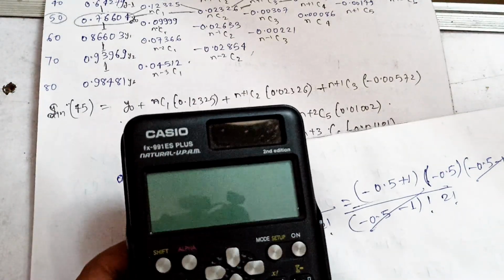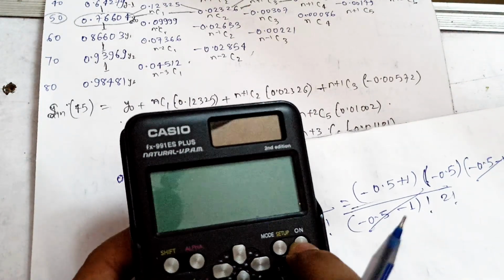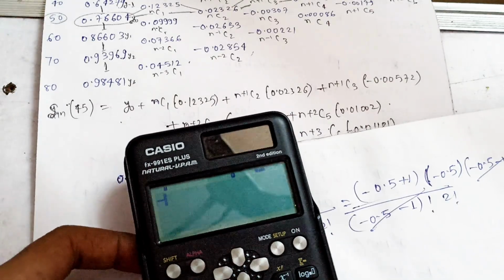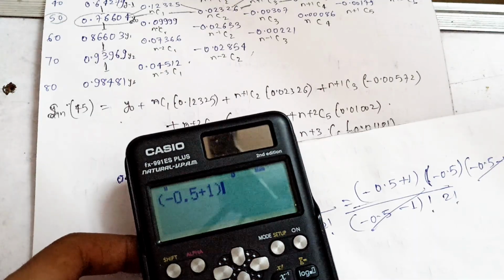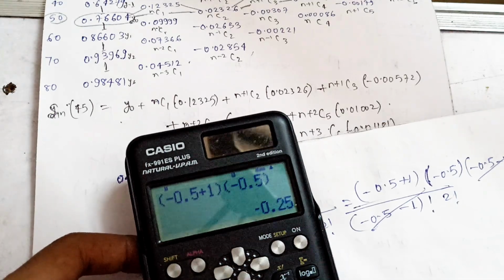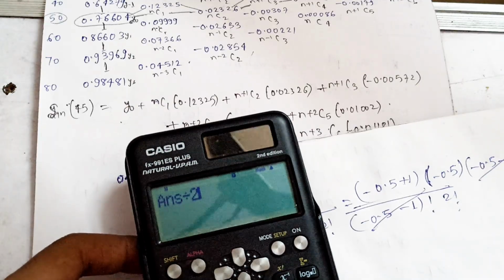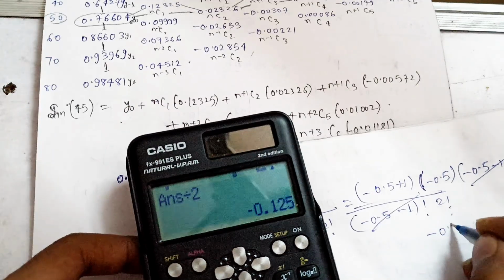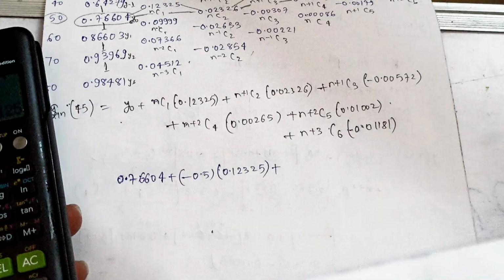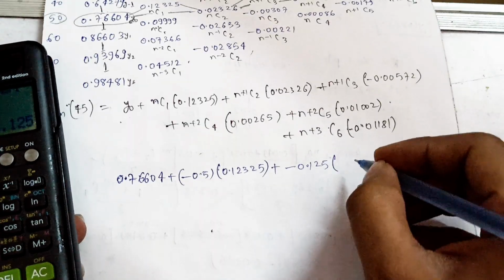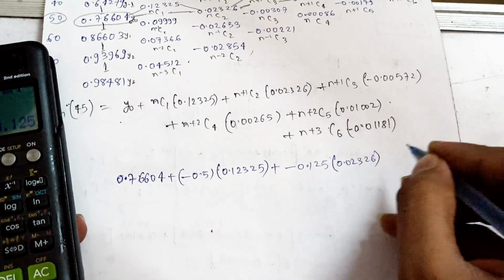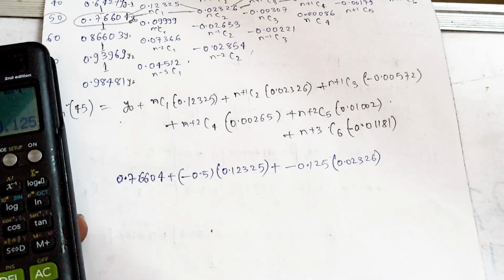So what is the value for this? Firstly taking parenthesis, minus 0.5 plus 1 multiplied with minus 0.5 is equal to minus 0.25, and the factorial is just 2, so dividing by 2 we get minus 0.125. So evaluating it, minus 0.125 and multiply with 0.02326.